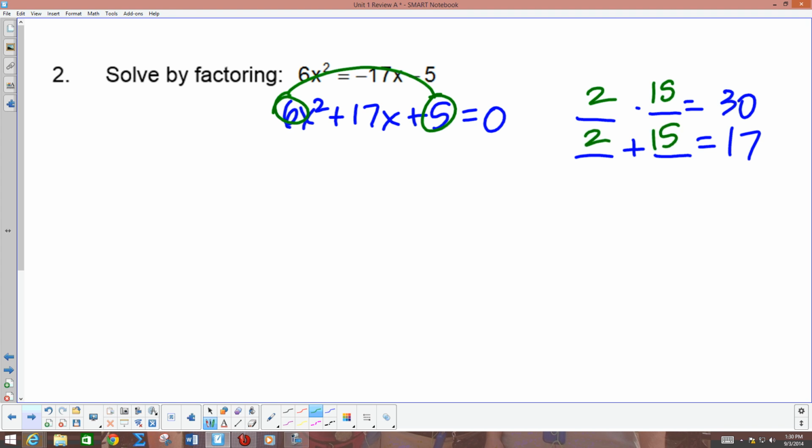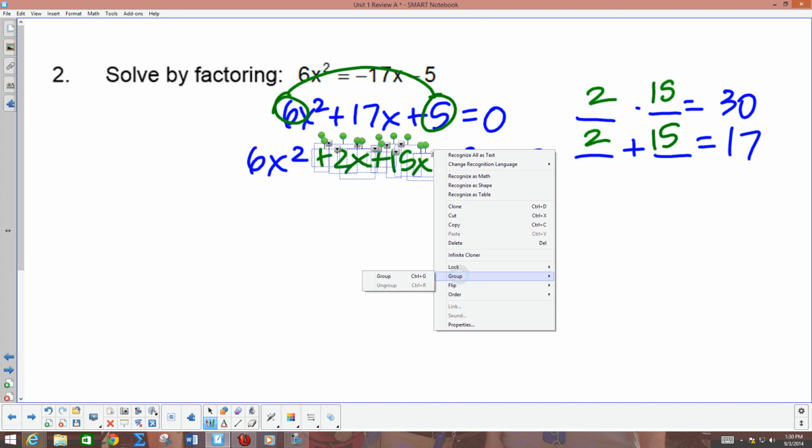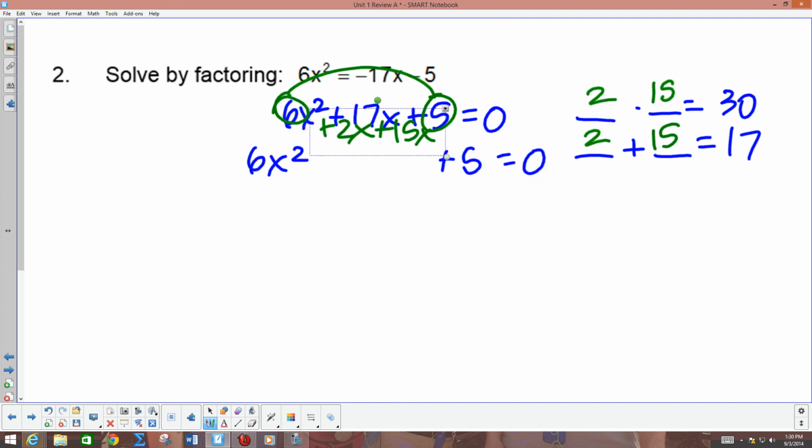And so things that I think about are 2 and 15. So I have 6x squared plus 2x plus 15x plus 5, and that's equal to 0. So you can see here that the 2 and the 15, those are equal to the 17x. And I want to make sure that you know that I'm not changing anything, I'm just rewriting it. And so I'm going to take the plus 2x and the 15x there, and I'm karate chopping it, and then I'm going to factor by grouping.